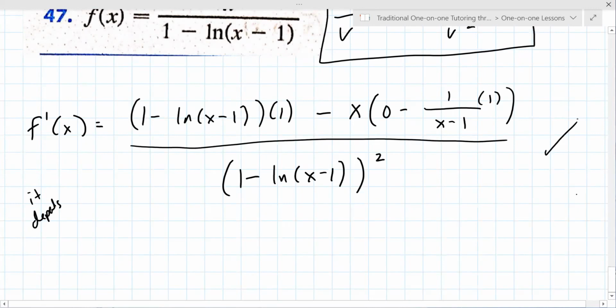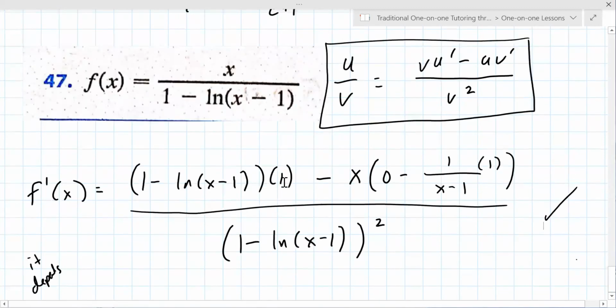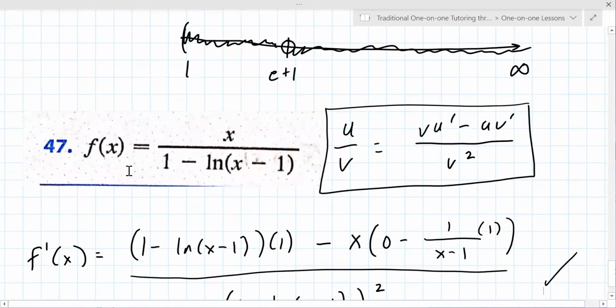Can we go back to the top part, the steps? Yes, go over it real quick. So the bottom is 1 minus natural log x minus 1. That's right here. The derivative of the top function is 1. Okay. Minus the top function times the derivative of the bottom. So the derivative of the bottom is 0 minus and then ln this.